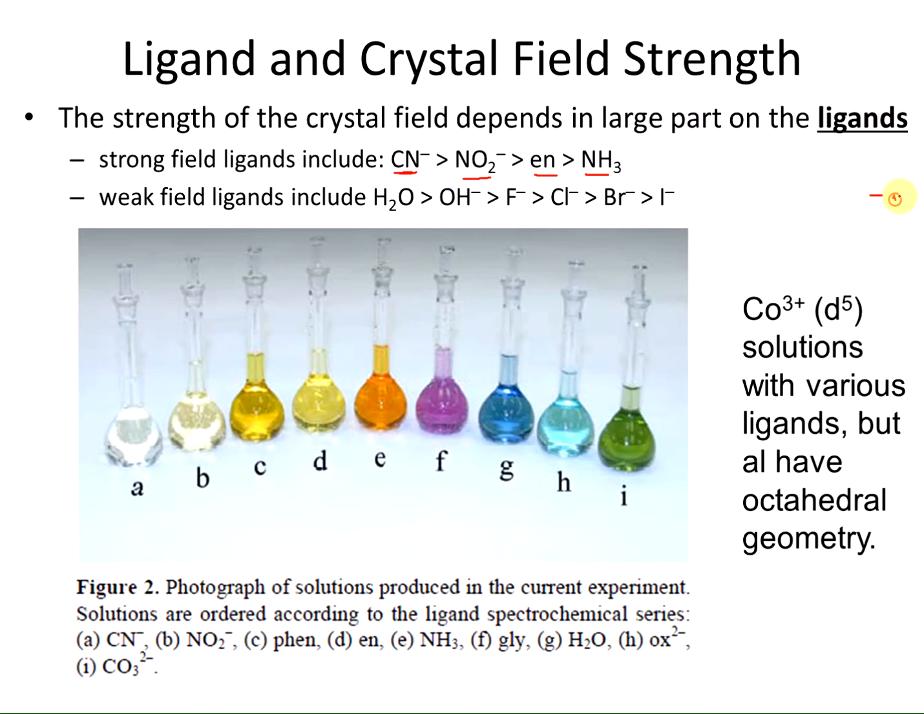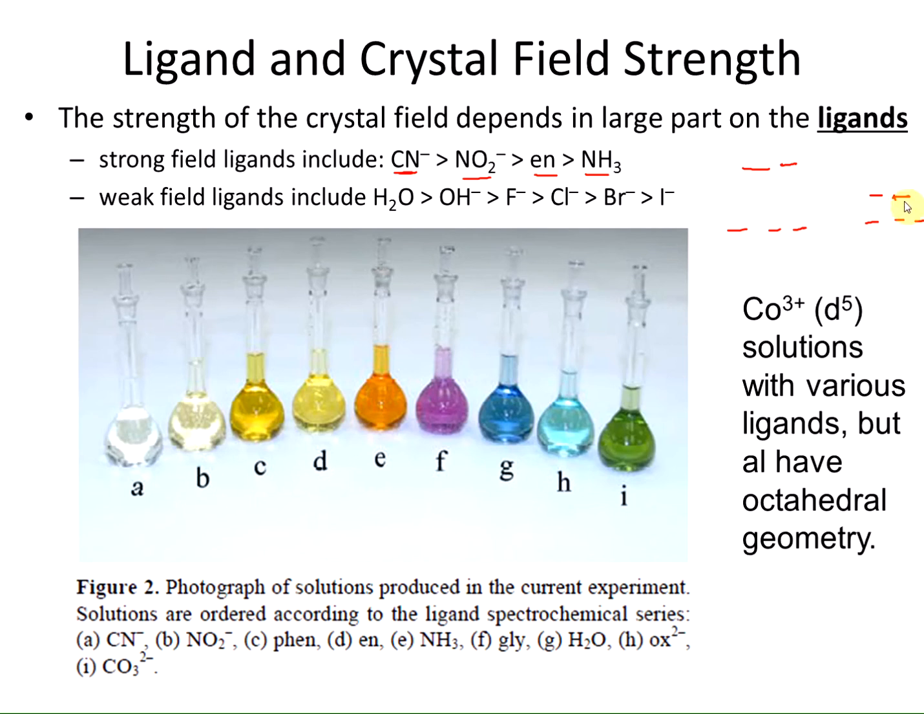So if they're weakly split, you don't have them split as much. Strong field ligands split the orbitals a lot more. So cyanide would cause a bigger difference between the energy levels. Something like a halogen like chlorine would cause a smaller difference.